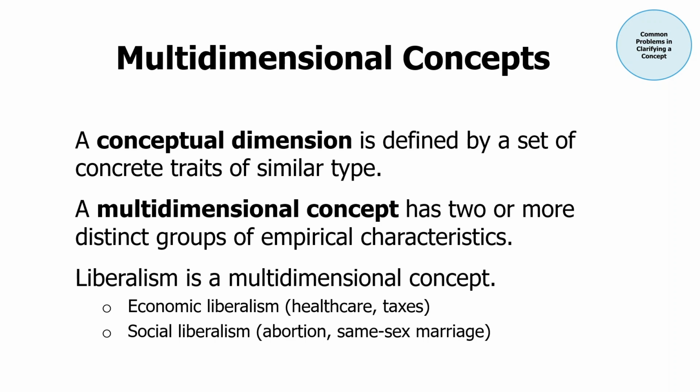Students sometimes say, well, liberals and conservatives also differ in international policies, foreign policy. That might be another dimension. Liberals and conservatives differ in their views of federal power versus state power. That could be another dimension. So it's very rich, this concept. Liberalism is a multidimensional concept. Economic liberalism, healthcare, taxes, and social liberalism, abortion, same-sex marriage. It's perfectly fine to have multidimensional concepts. You would measure each dimension separately. And as we pursue this example, we're going to define economic liberalism.